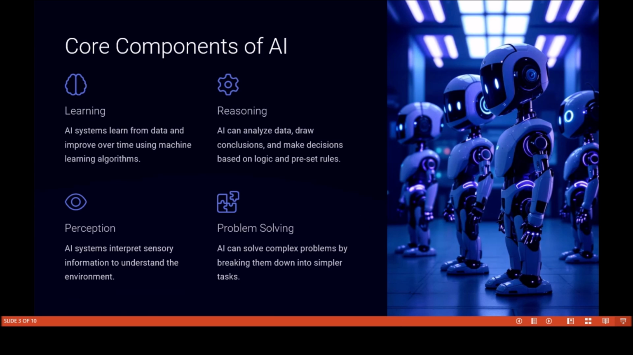Let's talk now about the core components of AI. AI is built on four core capabilities that together enable machines to behave intelligently. The first one is learning. Learning is the ability of AI to improve based on the data it processes, much like how we learn from experience. For instance, AI systems trained on email data can learn to distinguish between spam emails and important ones.